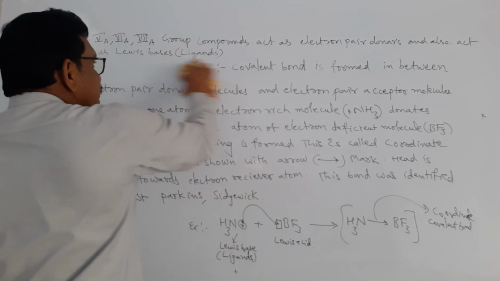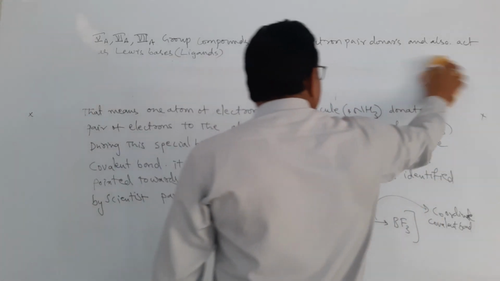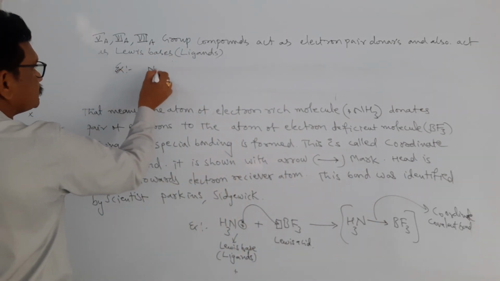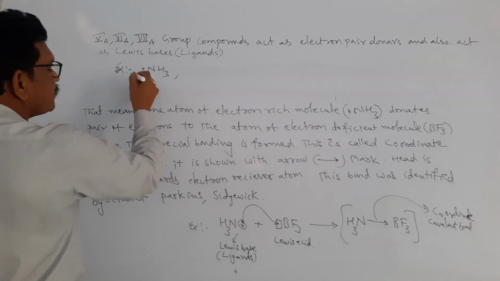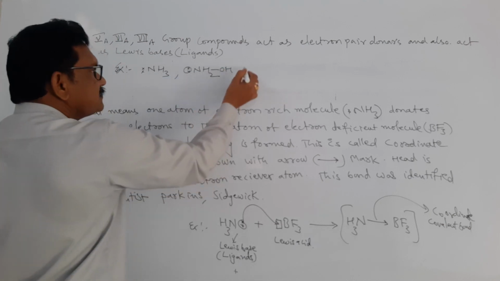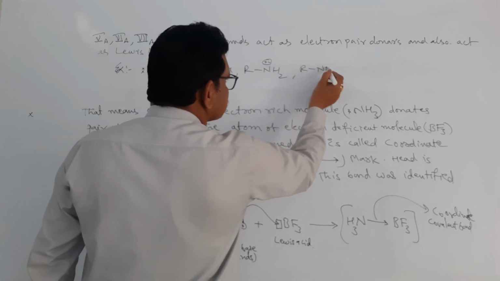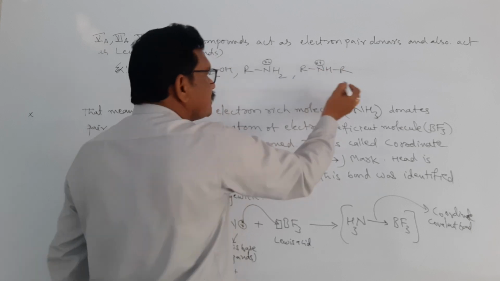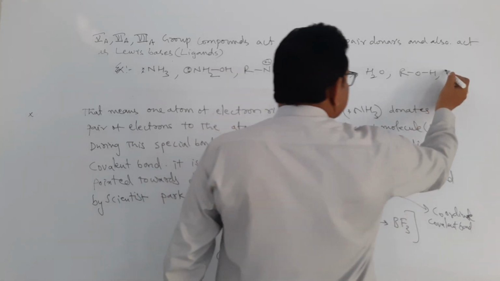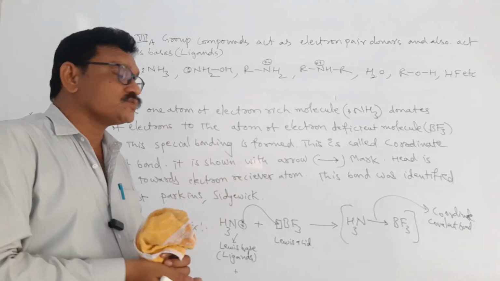Okay. See, I give you examples of donor molecules. So write down what are donor molecules. Regarding fifth A group, ammonia and ammonia derivatives like hydroxylamine, hydrazine and amines, primary amines, secondary amines, and water molecules, H2O, like that alcohol molecules and HF, etc. These are enough. This much information is enough.